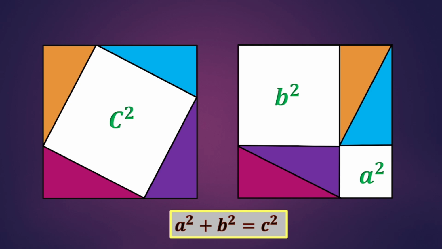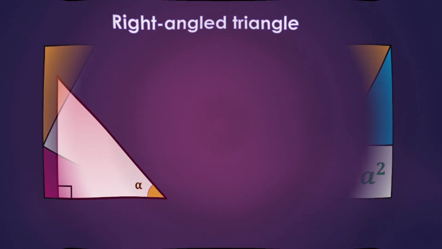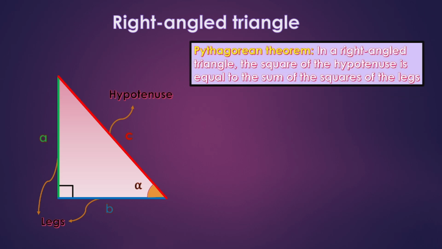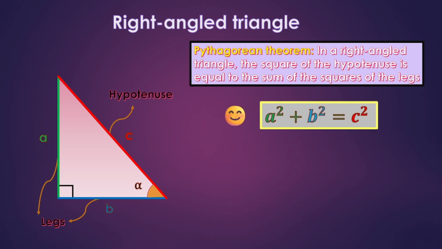The longest side of a right triangle that is opposite the 90-degree angle is called the hypotenuse. The other two sides are called the legs. The legs may or may not be the same. If they are the same, then it will be a right-angled triangle and isosceles. Let's look at the Pythagorean theorem. In a right-angled triangle, the square of the hypotenuse is equal to the sum of the squares of the legs. Look carefully. I've highlighted the hypotenuse in red and the legs in blue and green.